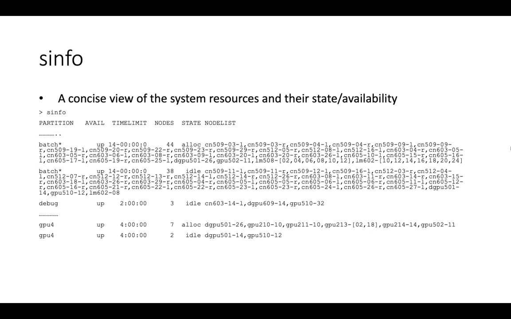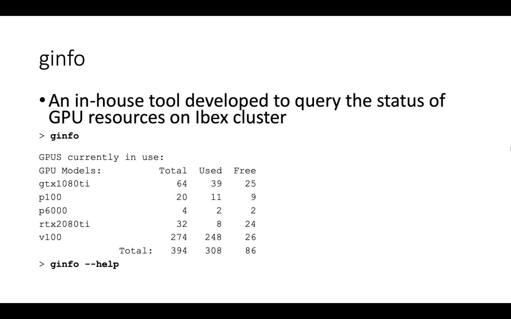For example, the batch partition allows a maximum of 14 days of wall time for a submitted job, whereas the debug partition allows jobs with a maximum wall time of 2 hours. The fourth column shows the number of nodes in the specific partition and the state of these nodes is shown in the fifth column. The last column shows the list of node IDs belonging to the partition.